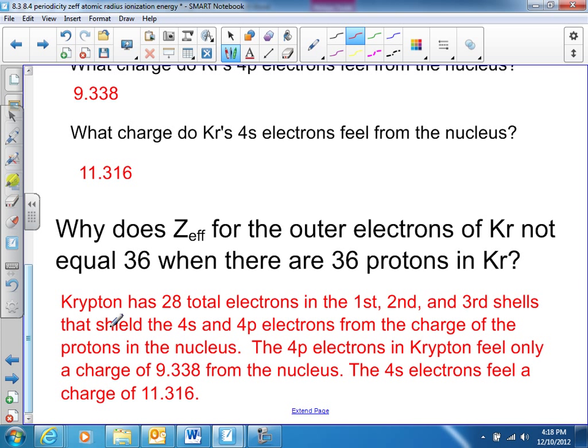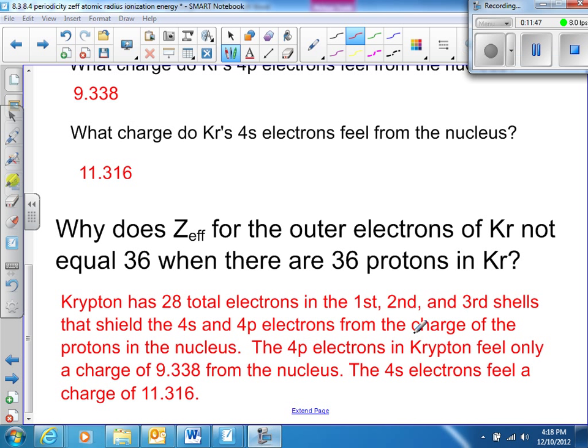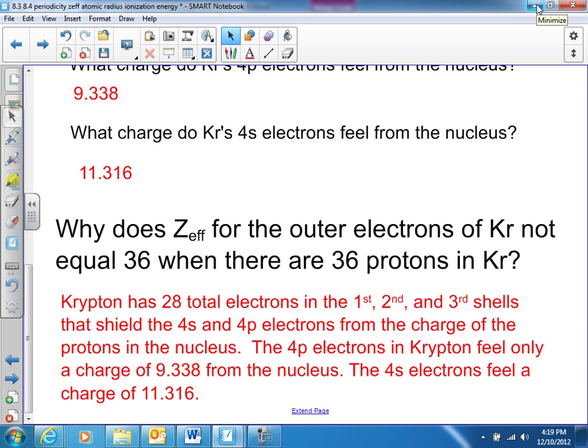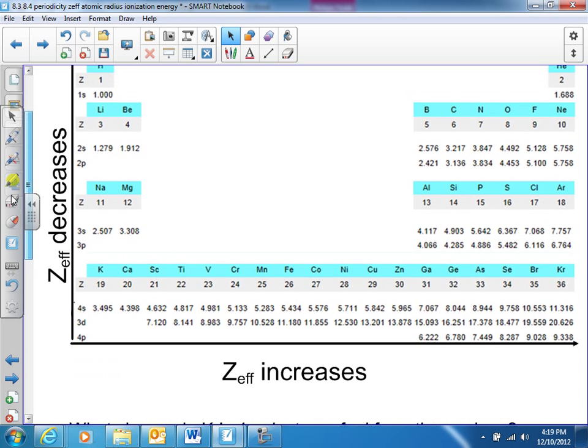So, here we go. Krypton has a whole bunch of electrons in the first, second, and third shells. And those 28 electrons that are in those first, second, and third shells shield the 4s and the 4p electrons from the charge of the protons in the nucleus. Thus, instead of feeling this plus 36, the 4s feels only 11.3-ish, and the 4p feels only 9.3-ish. You don't have to memorize any of these numbers. You do have to know the general trend.